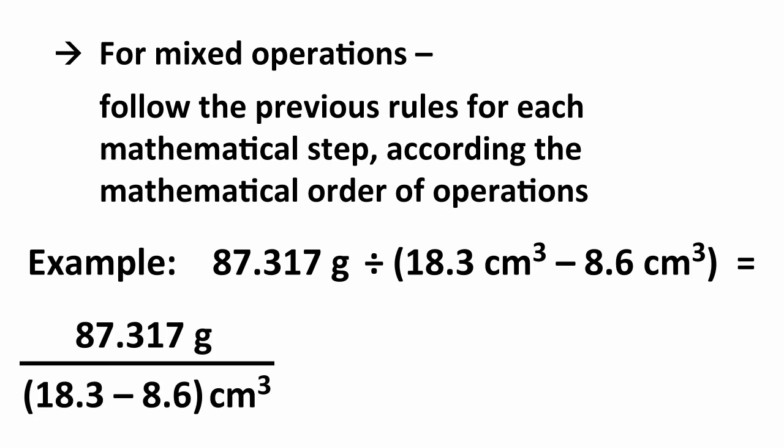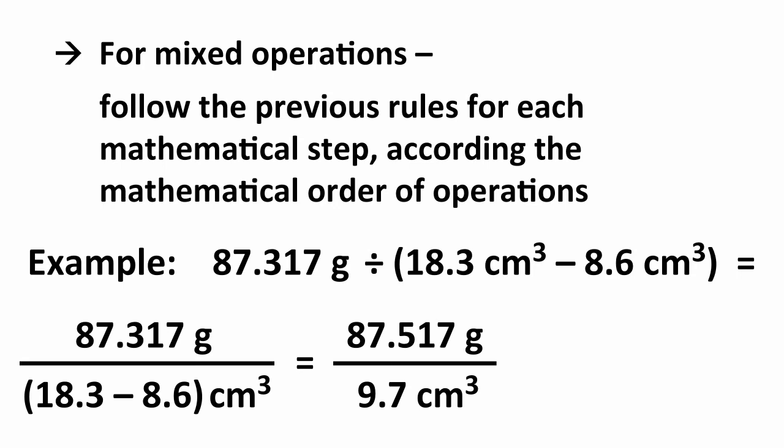Okay, so let's set it up here as a fraction showing our two separate calculations. And of course, what you do first is the subtraction in parentheses. 18.3 is known to the tenths place, 8.6 also known to the tenths place. So the value that we get, 9.7, is also known to the tenths place. We use the addition subtraction rule, rounding off to the least precise decimal place.